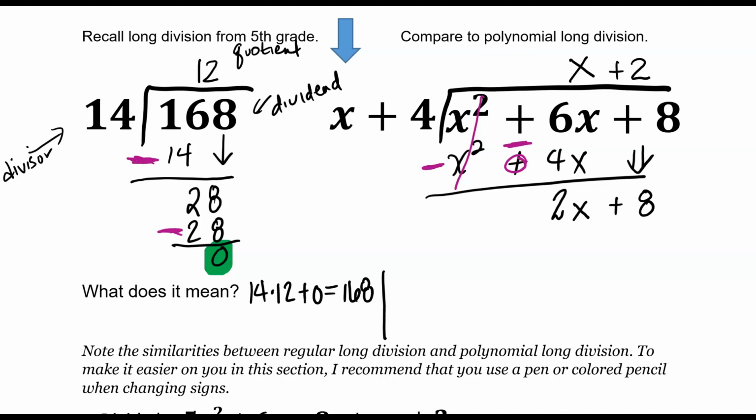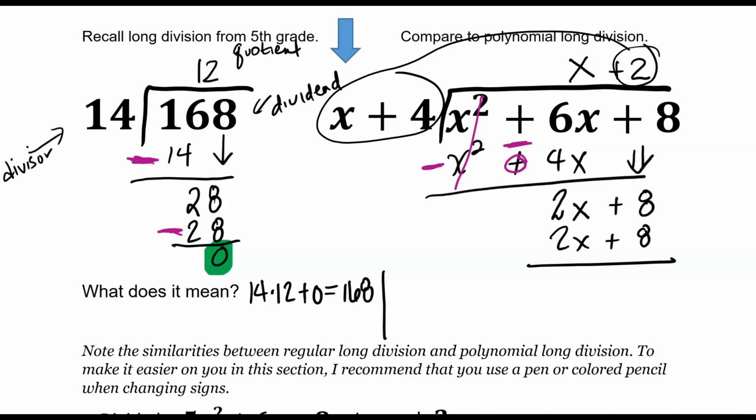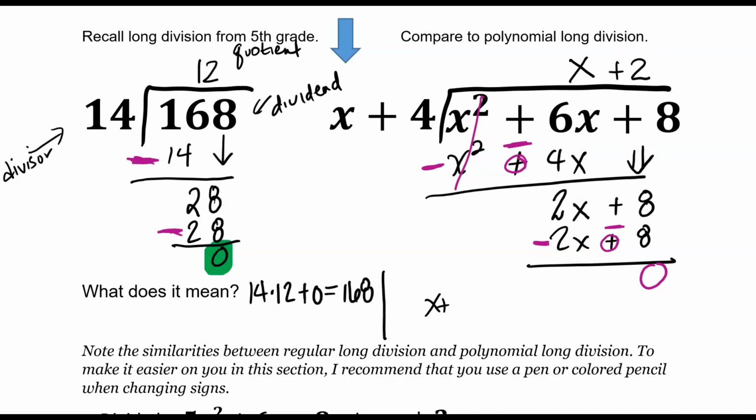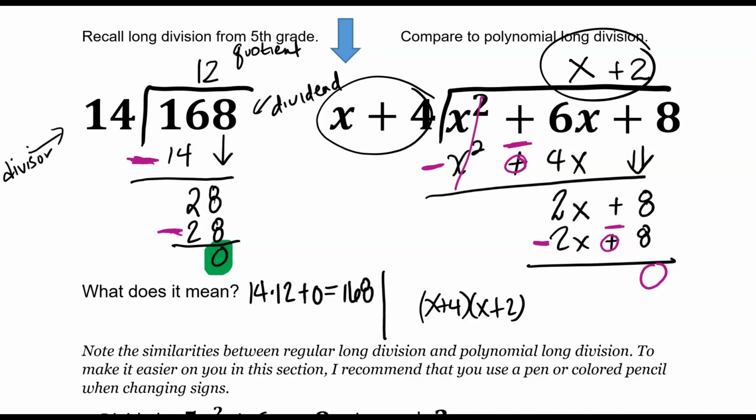Now we multiply the 2 times the divisor, which is 2x plus 8. Don't forget, we have to subtract, which means we're changing the signs, and we get a 0 remainder. So what does it mean? It means that x plus 4 times x plus 2, so this times this plus our remainder, equals our dividend, x squared plus 6x plus 8. And you can always test that out by FOILing this information.